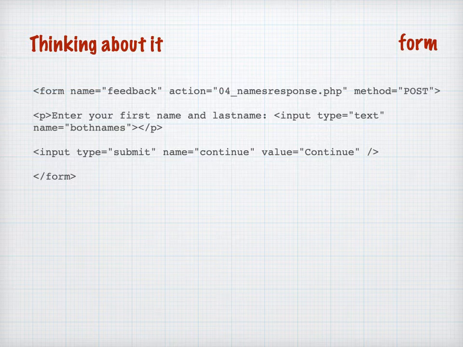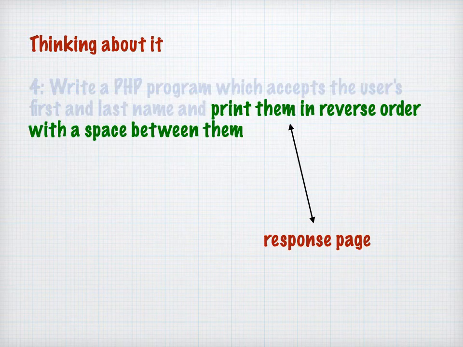And there's some other things on there, but I'm not going to talk about those in this presentation because I've done it before: the way that the information passes from page to page, the method, and the fact that we've got a button on there. So there's my form. Let's have a think about the response page. Well, we want our response page to print those items in reverse order with a space between them.